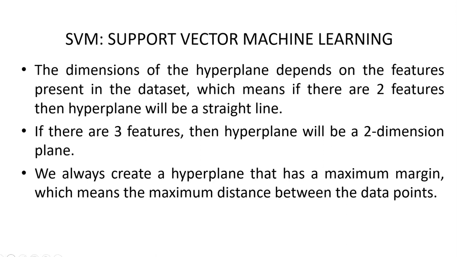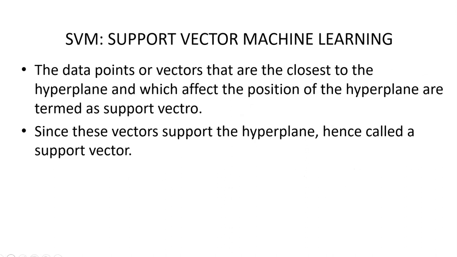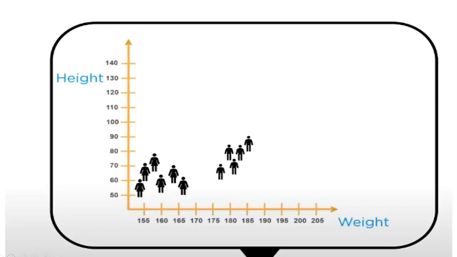We always create a hyperplane that has a maximum margin, which means the maximum distance between the data points. The data points, or vectors, that are closest to the hyperplane and which affect the position of the hyperplane are termed support vectors. These data points support the hyperplane, hence they are called support vectors.